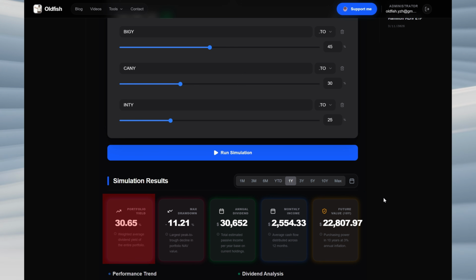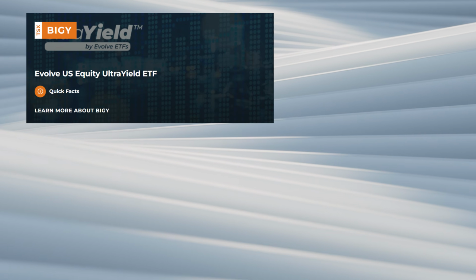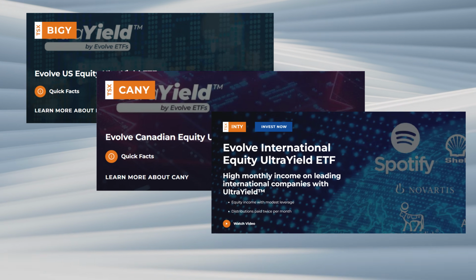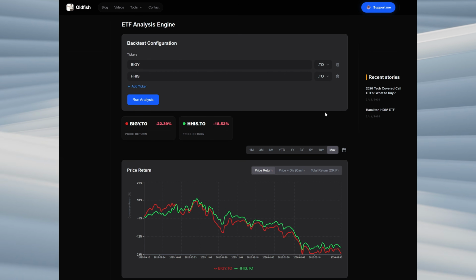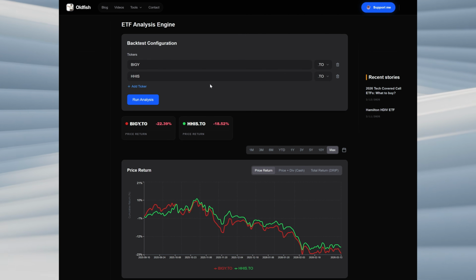Ultimately, that depends on whether the 3 underlying ETFs are worth holding. Because these are highly concentrated portfolios and the covered call overlay requires active management, we have to look at the data to judge the performance. For BIGI, let's compare it to its peer, HHIS.